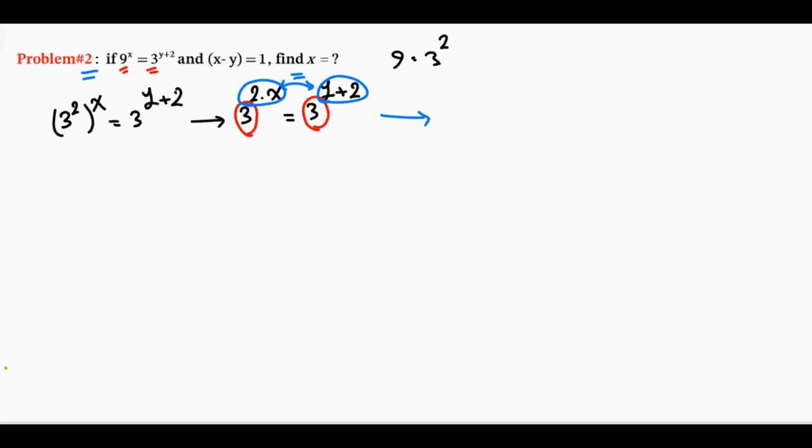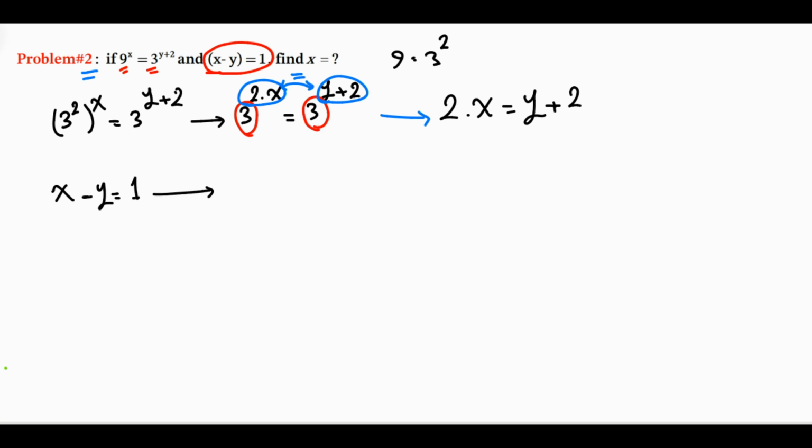We can write 2 times x equals y plus 2. Alright, now let's look back at the original problem. We have an extra equation. x minus y equals 1.